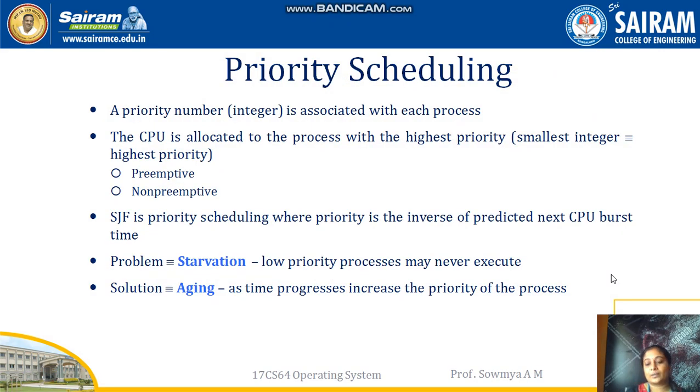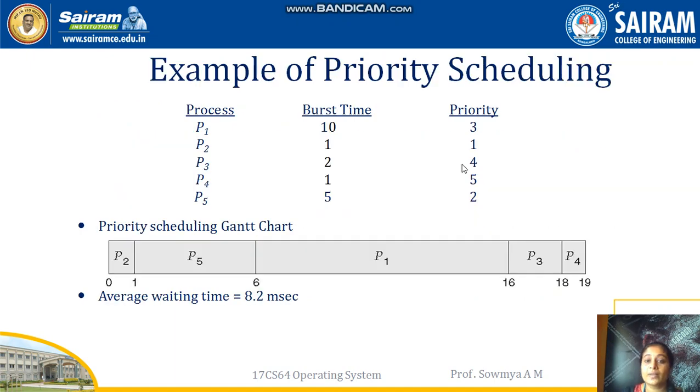Next is priority scheduling. In priority scheduling, we have priorities, that is, the priority of each process. Based on the priority number, the process with the highest priority is allocated first and then the next process. Here we take priority 1 as the highest priority. If the priority is 1, it has the highest priority for execution. So based on the priority, allocate the process.